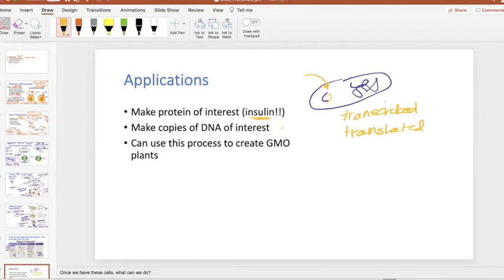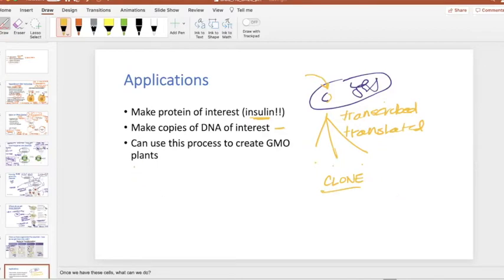We can also use this system to make a bunch of copies of a gene of interest, because every time these bacteria divide, they're making exact copies of themselves, and when they divide, their plasmids are dividing as well. So we can use this as a way to clone or make exact copies of our gene of interest.